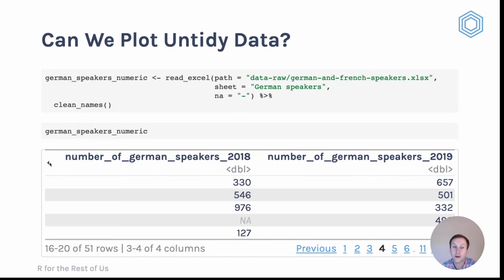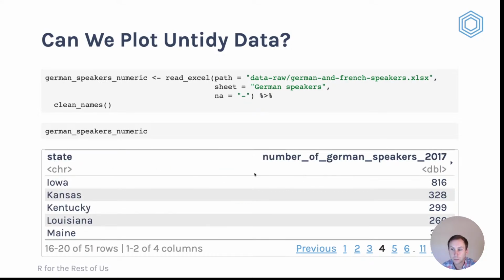And as a reminder, this data is not tidy because, for example, within this variable, number of German speakers 2017, there are multiple things going on, right? So we have number of German speakers as well as the year. And we need each column to be a single variable. And because it's actually showing two things, again, number of German speakers and the year, it is not tidy.